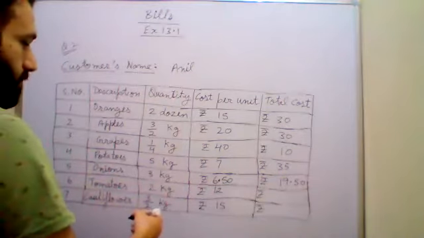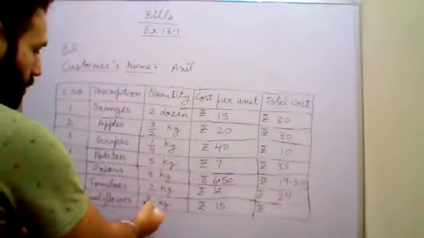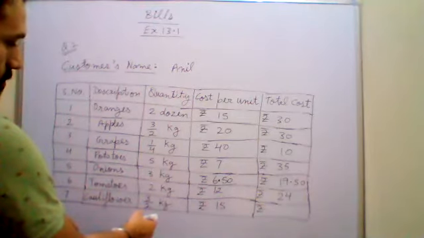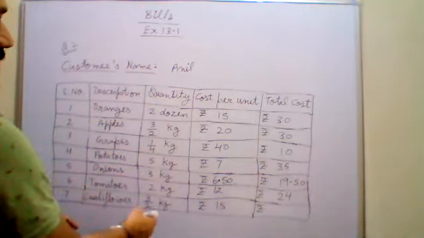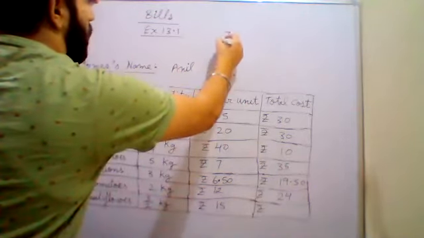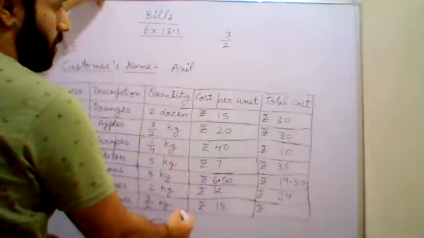Sir, the next is 24 kg. 24 rupees, 24 kg. And 3 by 2 kg of. Sir, 30. Sir, wait. This will be 40. See how to do this, all of you. I am telling you how to do this. Everyone, the last one.